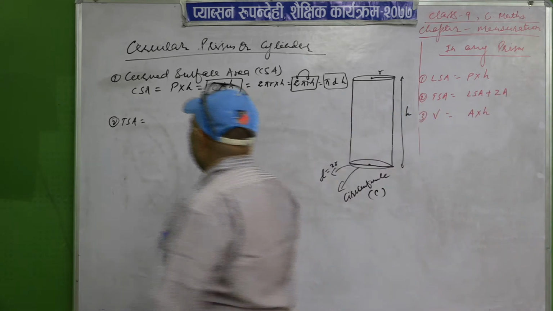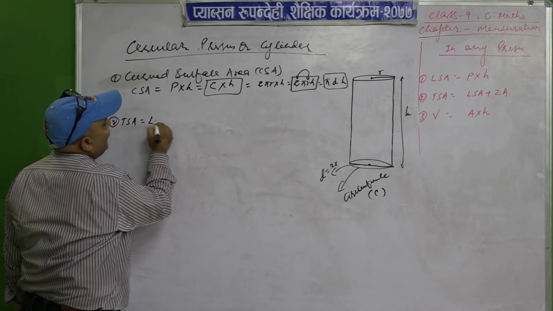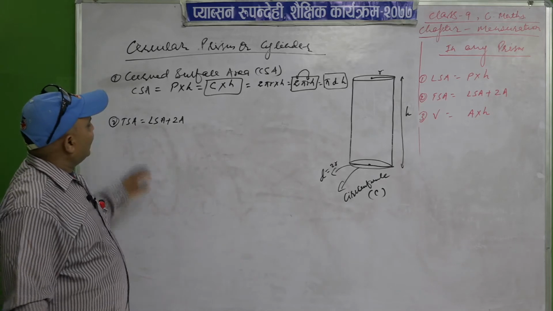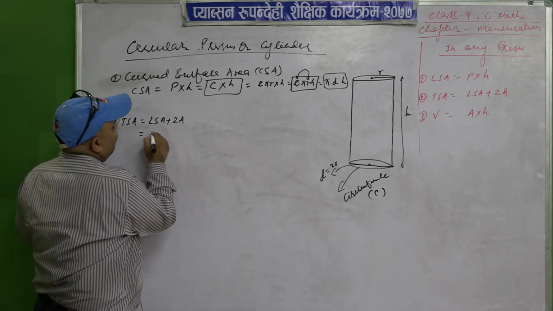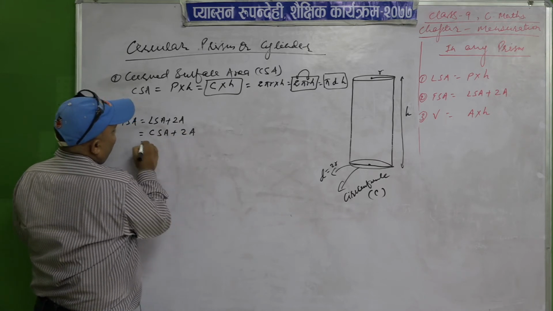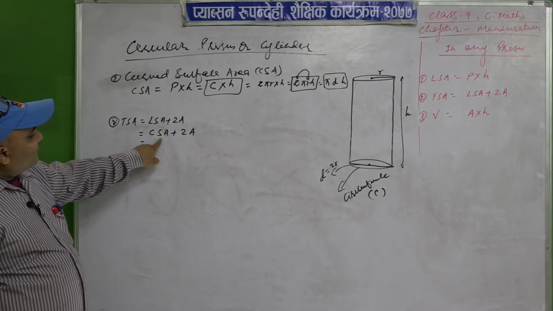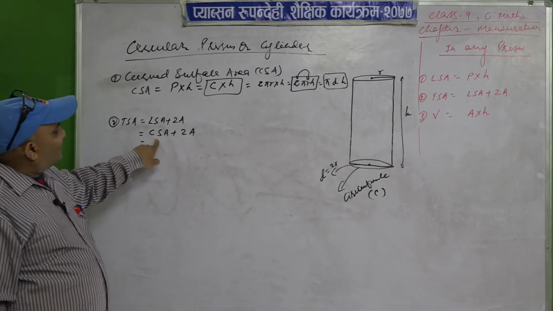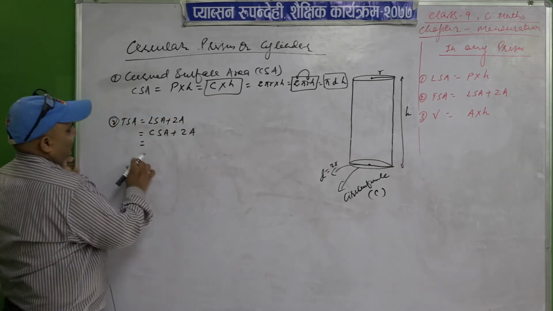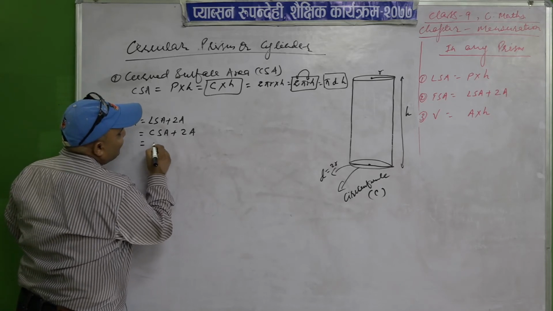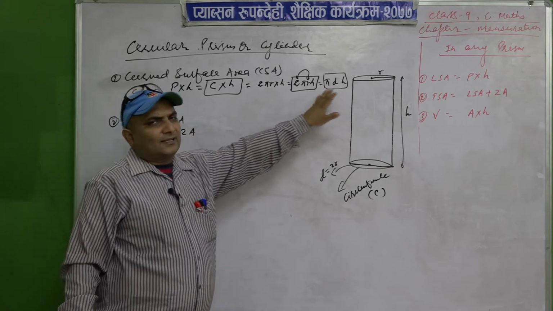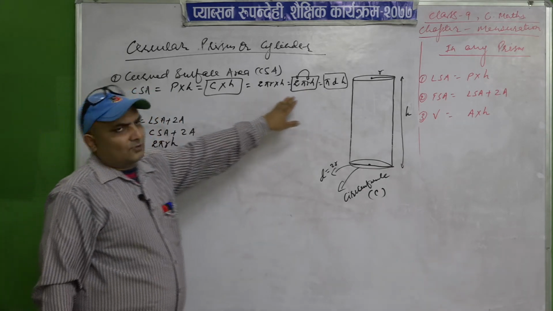So, total surface area means LSA plus 2A, but we do not use LSA, we say CSA plus 2A. Okay. Now, see, we have to write CSA here, and we have derived the formula for CSA: 2 pi r h, or pi d h. In the place of CSA we can write 2 pi r h. You can write either this one or this one. I have written this one, 2 pi r h.